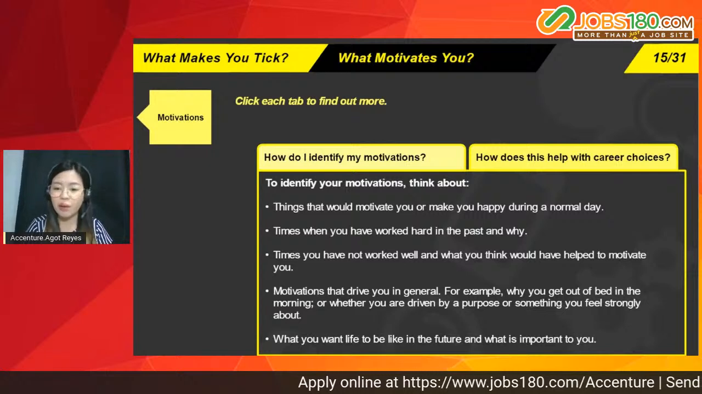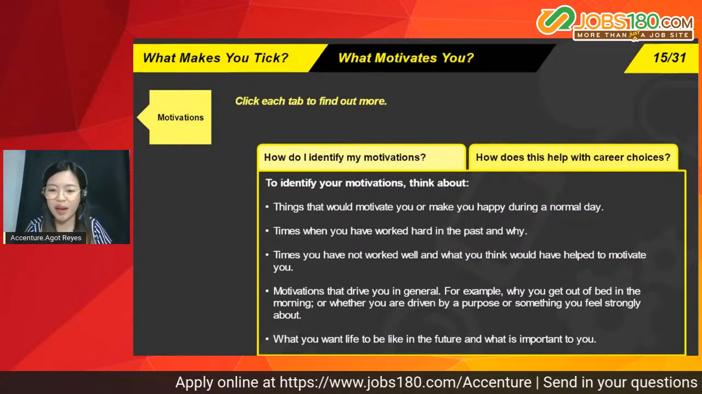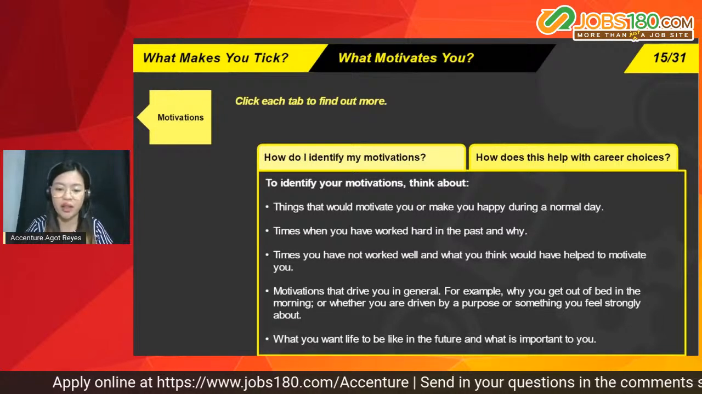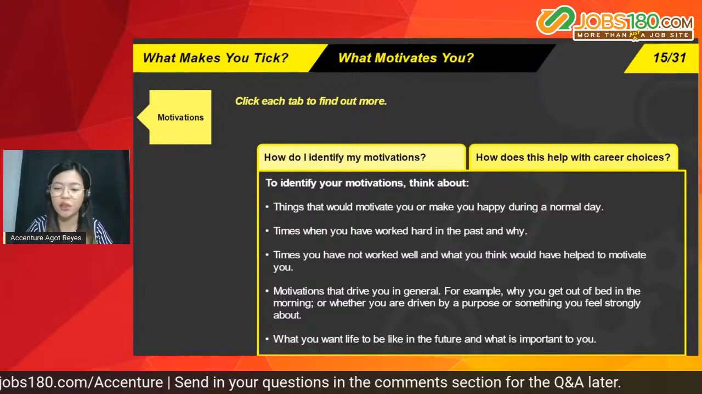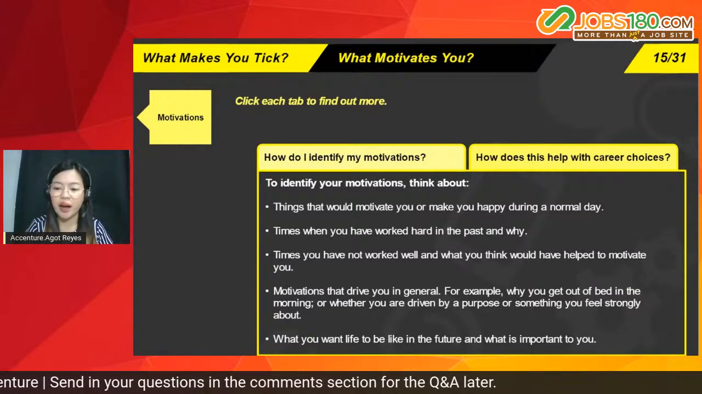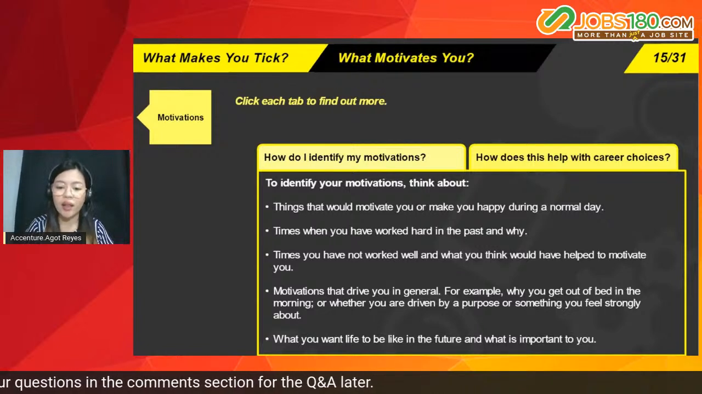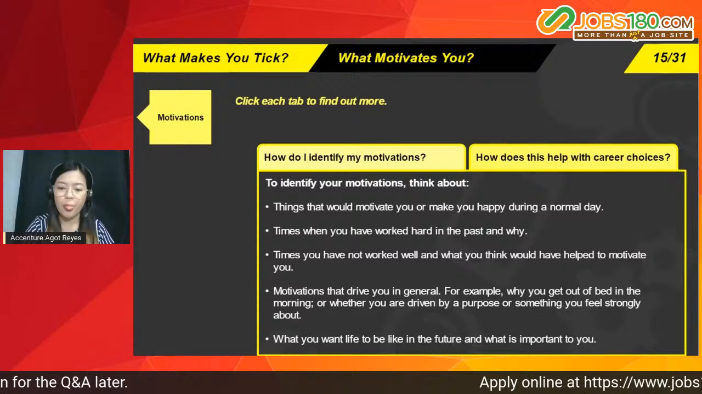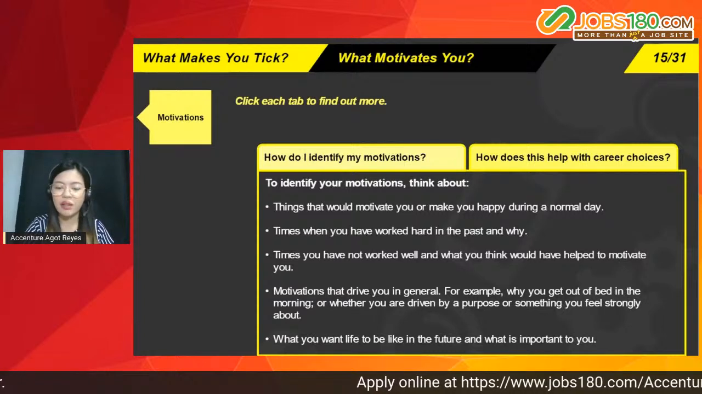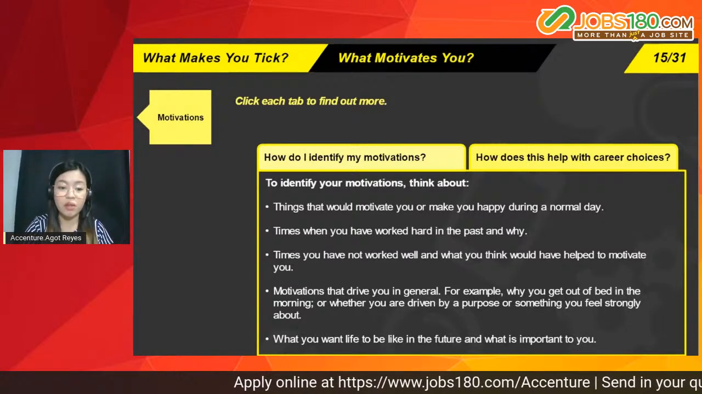Ano ba yung dapat nagawa mo before? Na sana ginawa mo siya para hindi mo na-lose yung same type of motivation na yon. So motivations that drive you in general. So again, motivations. For example, why you get out of bed in the morning, or whether you are driven by a purpose or something you feel strongly about. So we talked about that already earlier, no, how to define your motivation, no.